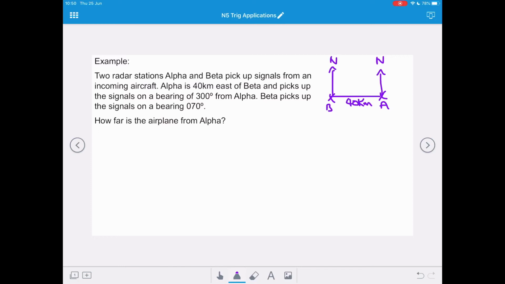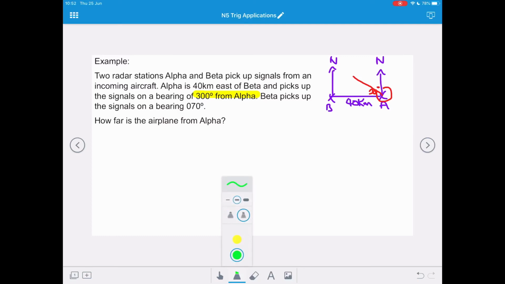And this allows us to work out where the plane is going to be in relation to each of those stations. So it says that the aircraft is 300 degrees from Alpha, and so we're going to measure that round in a clockwise direction. West is at 270, and we need to go another 30 degrees round to our 300 degree bearing, and we're going to mark that on as 30 degrees on our sketch. So the plane is somewhere along that red line in our diagram.